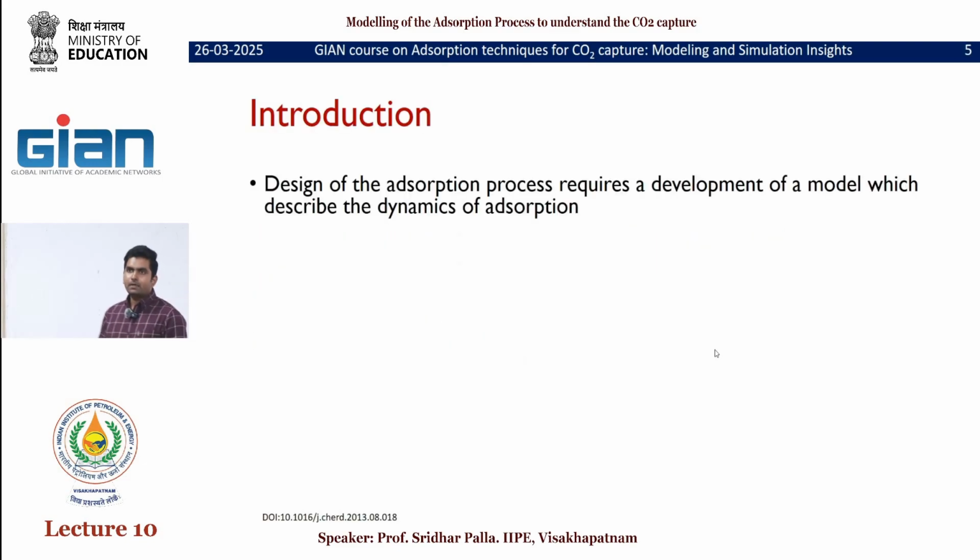So the design of an adsorption process requires development of a model, which describes the column dynamics. The term model here represents a mathematical equation. In our engineering processes, we write partial differential equations that define the physics of that process. Then we call that the mathematical model, which could predict the experimental behavior.